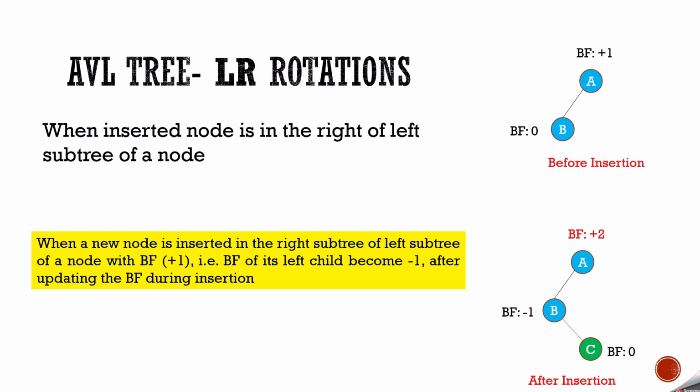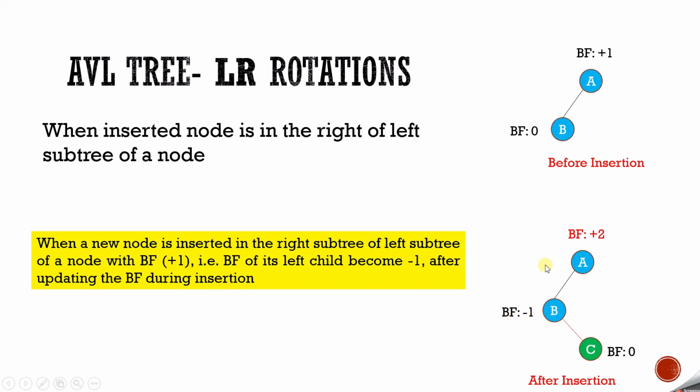Now we need a bit more complex type of rotation, that is called LR rotation. So let me show you again how it happens. This is a tree which is already balanced, where the balancing factor of A is +1 and the balancing factor of B is 0. Then I am adding a new node in the right subtree of B, because of which the balancing factor of B becomes -1.